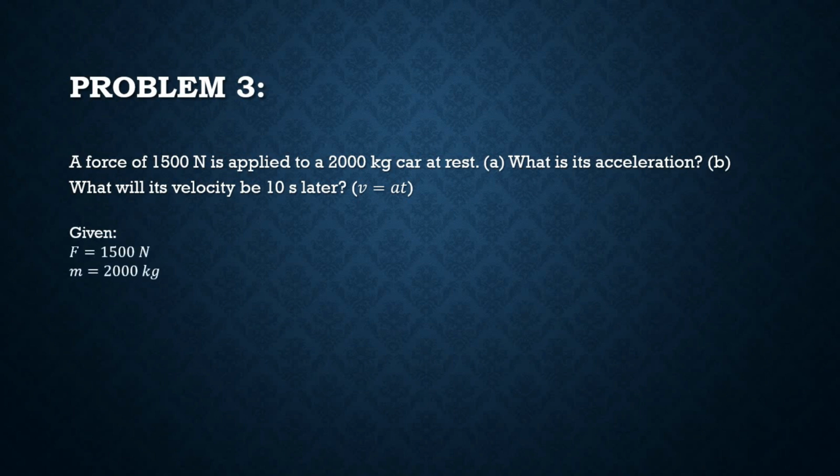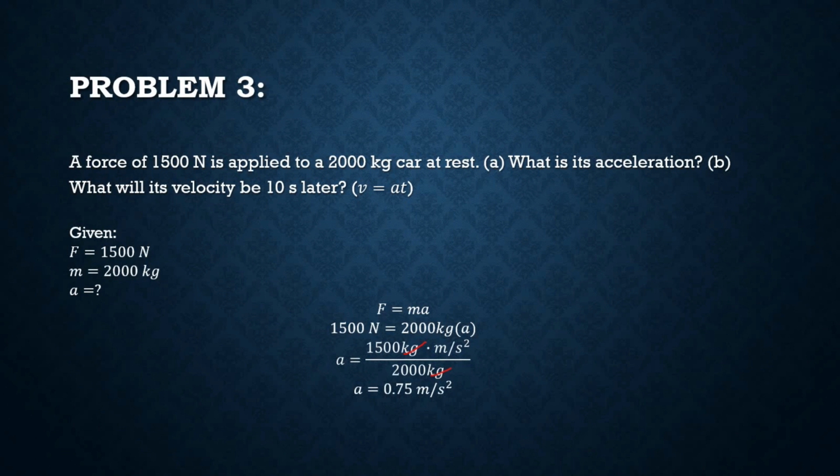So using the same formula, it will be like earlier, but now we're finding acceleration. So the process is the same. You substitute the variables and then use multiplication property of equality. So you divide both sides by 2,000 kilograms. So acceleration will be equal to 1,500 kilograms times meters per second squared all over 2,000 kilograms. So we cancel out the kilograms. So acceleration will be 0.75 meters per second squared. So we now have acceleration.